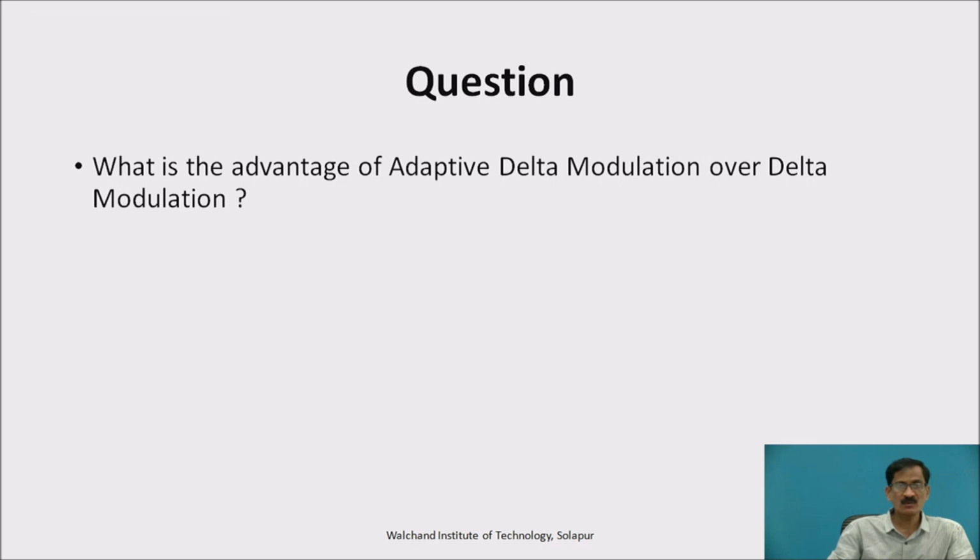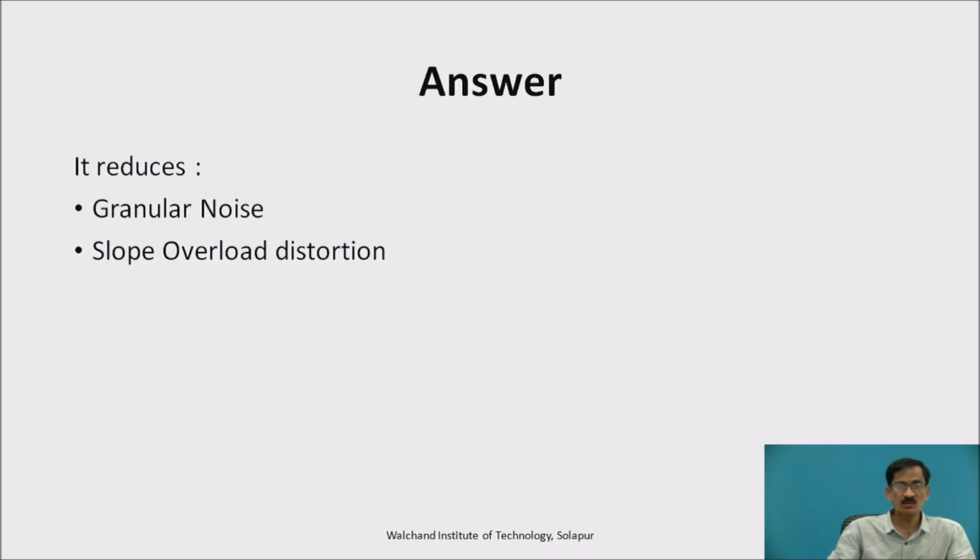Question: what is the advantage of adaptive delta modulation over delta modulation? The answer is it reduces granular noise and slope overload distortion by adjusting the step size for small signal variation as well as large signal variations.